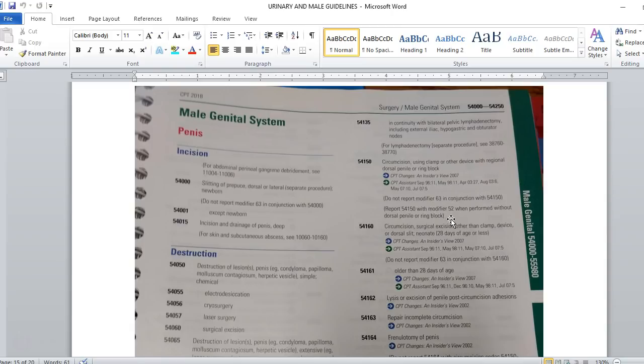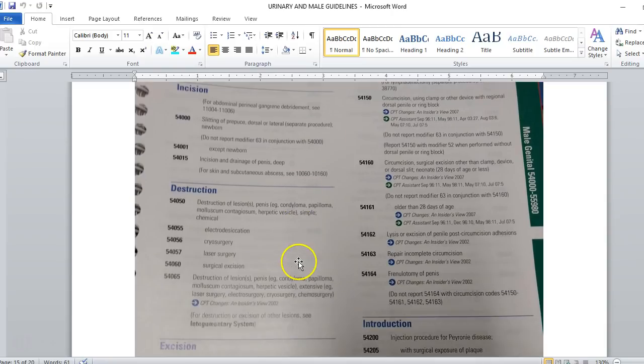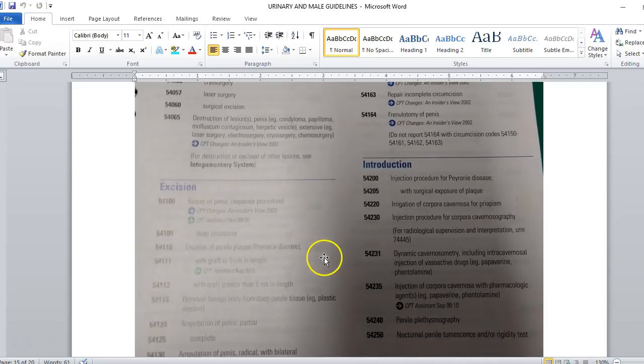We also have destructions of different lesions of the penis. They are separated out by whether they're simple, how many we're removing, or extensive, and it doesn't matter how we're removing them. We're also going to see things like a biopsy. Another thing right here, 54110, excision of penile plaque for things like Peyronie's disease.